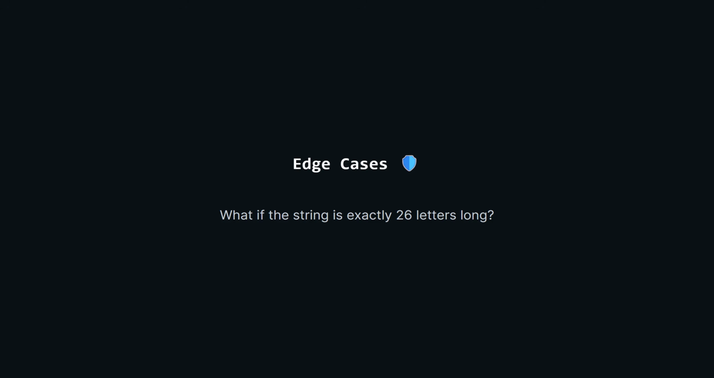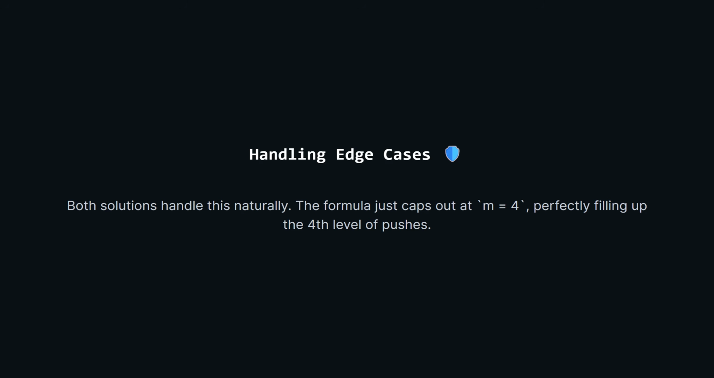Are there any edge cases here? Well, the problem says all characters are distinct English lowercase letters, which means the absolute maximum length is 26. Even if the word is exactly 26 letters long, both the loop and the math formula handle it perfectly. The math formula just calculates 4 levels of pushes, and the loop just naturally reaches a cost of 4 for the last 2 letters. No special rules needed.